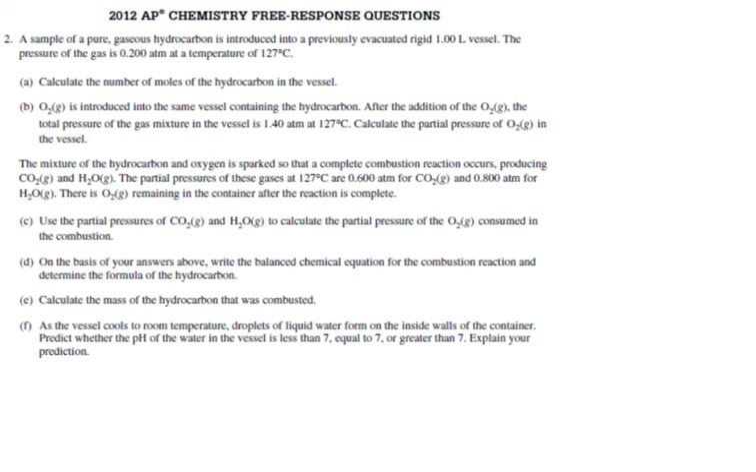A sample of pure gaseous hydrocarbon is introduced into a previously evacuated rigid container. That's a volume. The pressure is at that. That's a P, and that's a T. This is screaming ideal gas law. A, calculate the moles of hydrocarbon. So, I would do this to the right. You don't have to redo this, but I love if you can do that. It just sets you up better.